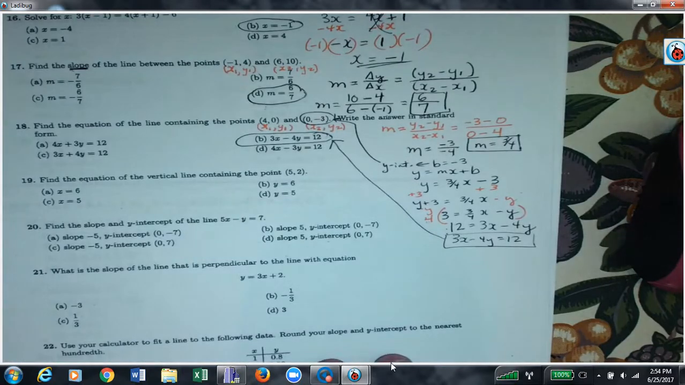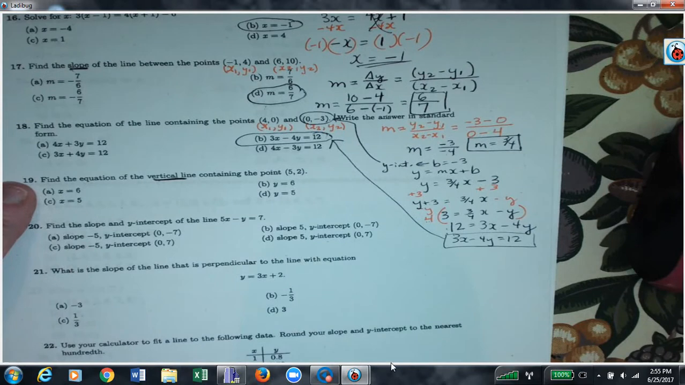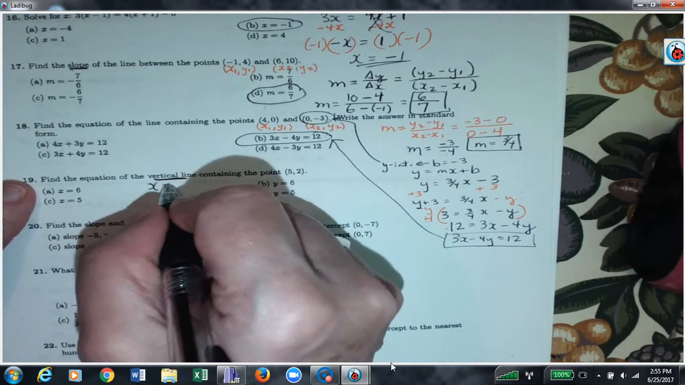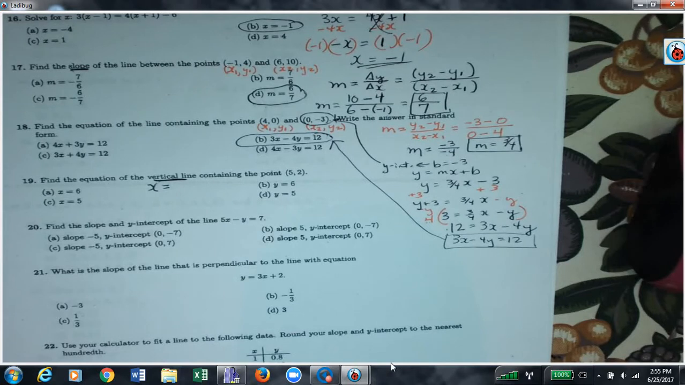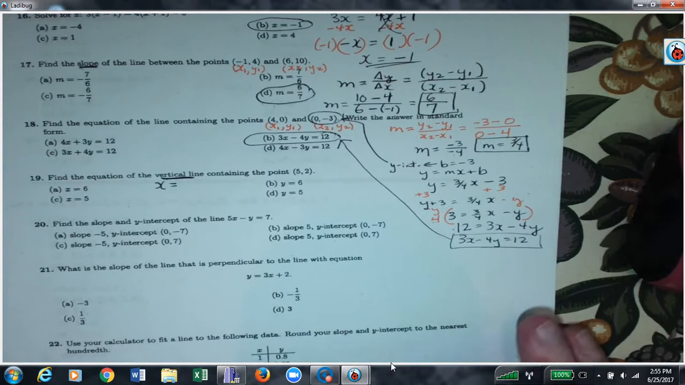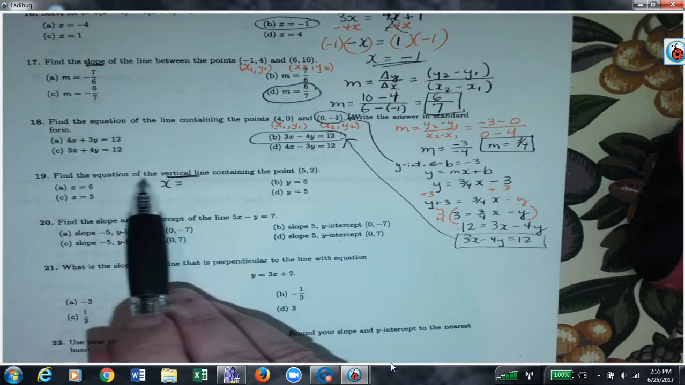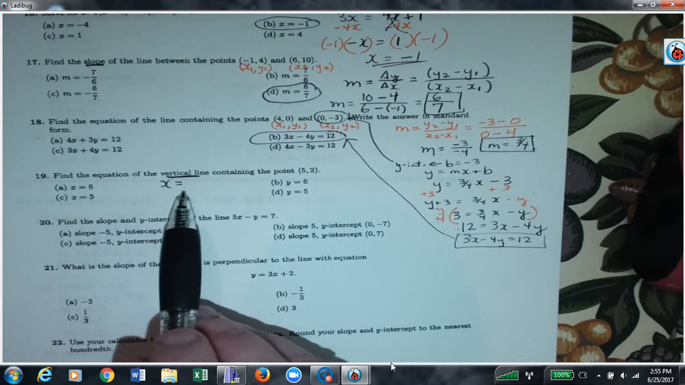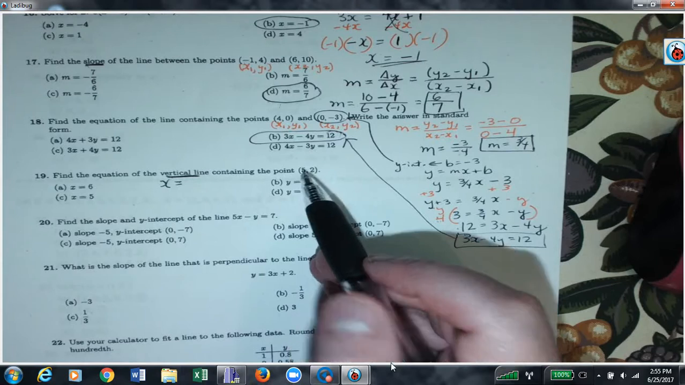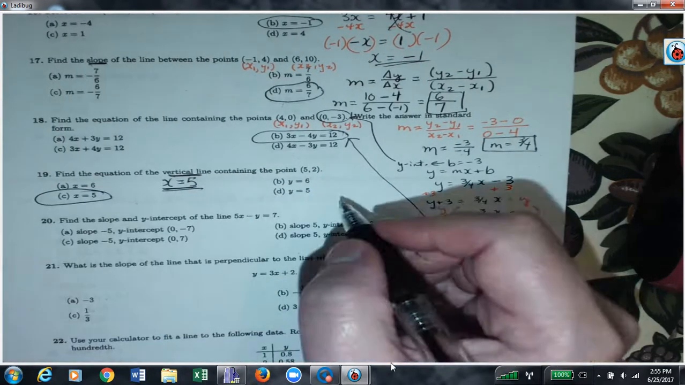Okay. Number 19, find the equation of the vertical line. From the lectures, you must remember a vertical line has equation x equal, not y equal. Y equal is a horizontal line. So from the lectures on vertical and horizontal lines, first thing you got to remember, as soon as it says vertical line, it's x equal. And it's x equal, well, what is the x coordinate of this point? 5.